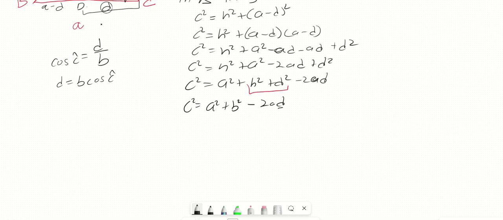So c squared is equal to a squared plus b squared minus 2a, then what is d? d is b cos C. Then I've proved my theorem.